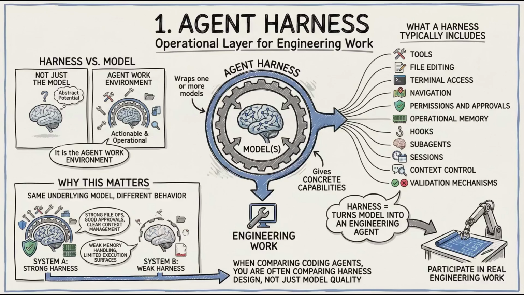When we think about AI agents, it is easy to focus entirely on the underlying model. However, an agent harness is the vital operational layer that wraps around one or more of these models, giving them the concrete capabilities needed for actual engineering work. You can think of the harness not just as the brain of the operation, but as the complete work environment for the agent. What exactly does this environment include?